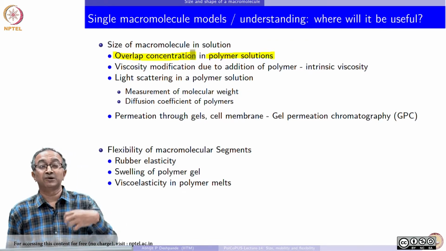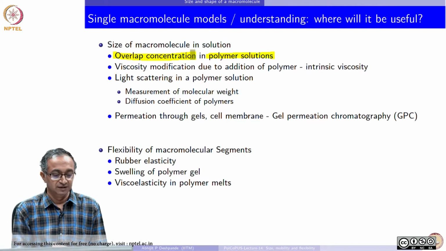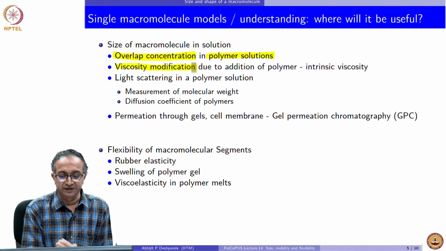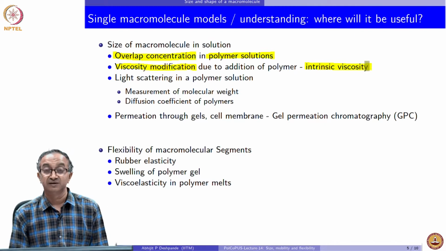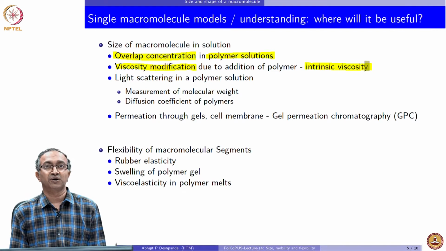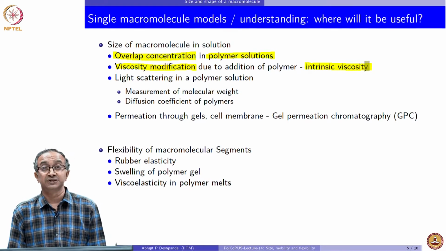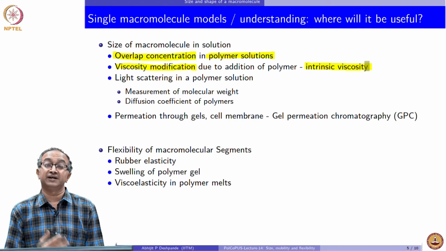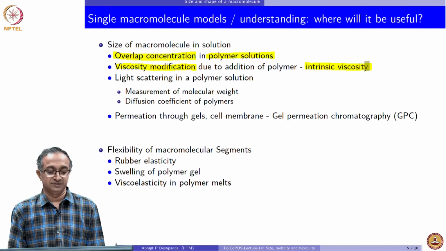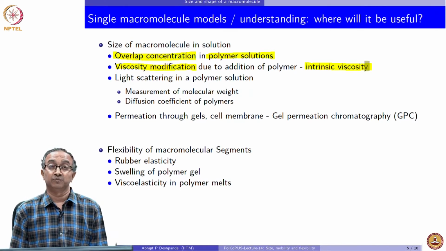Then once we add the polymer into the solvent, there is going to be a viscosity modification. So we will define something called the intrinsic viscosity of a polymer solution. This is a very important concept which describes how polymer and solvents interact with each other, and how addition of a polymer influences the behavior of the solution. Of course, polymer solutions are very important in applications in a variety of viscosity modifications. So this is an important area from a conceptual as well as application point of view.